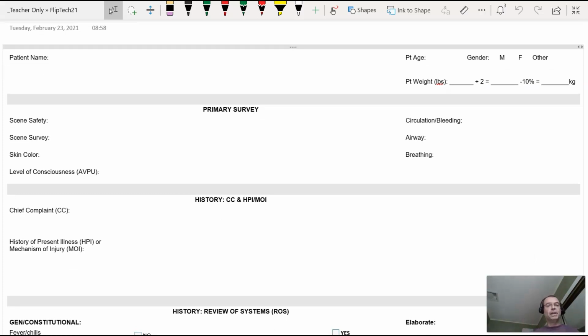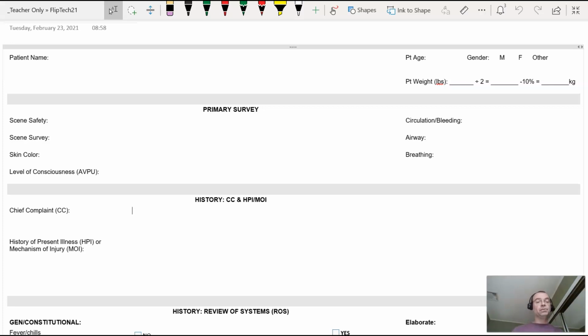Skin color. Does your patient look remarkably pale or flushed or cyanotic? Level of consciousness using the AVPU scale. Circulation and bleeding. Do they have a pulse? Yes or no? Is there major bleeding? Yes or no? Is their airway intact? Yes or no? Are they breathing adequately? Yes or no? If there are any problems with any of those factors, they need to be fixed immediately within the first 30 seconds of patient encounter.